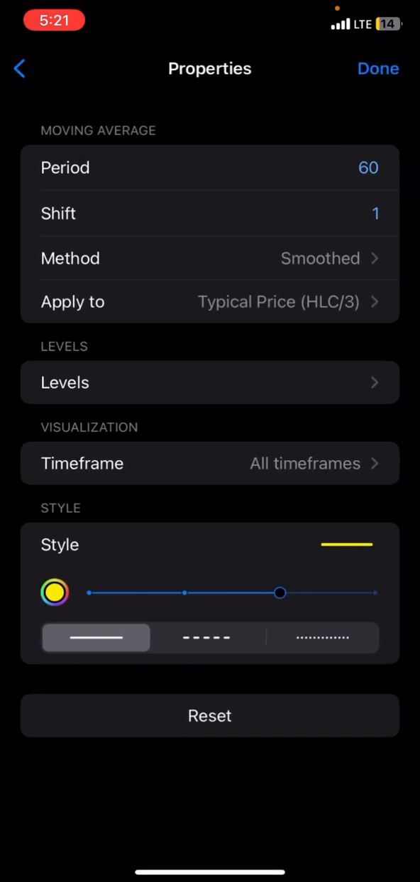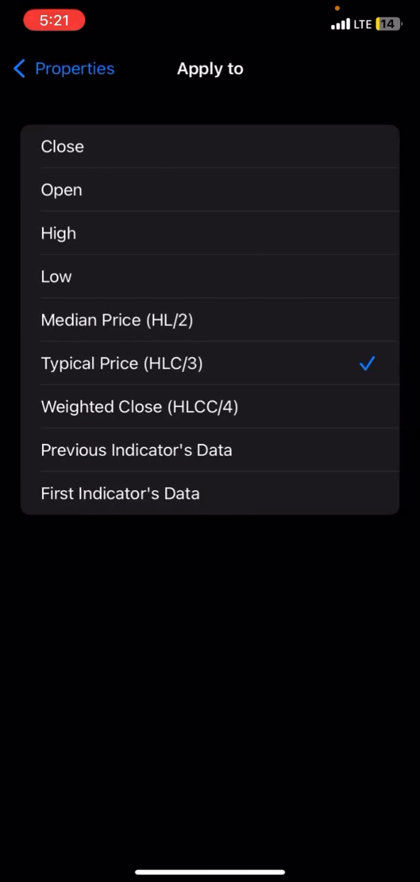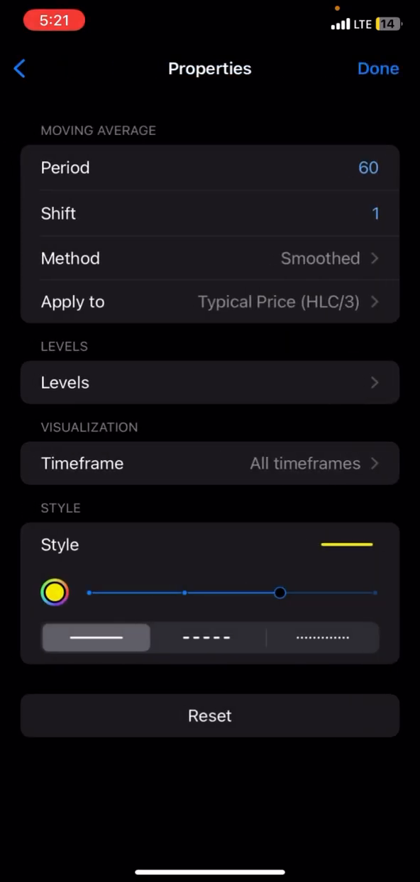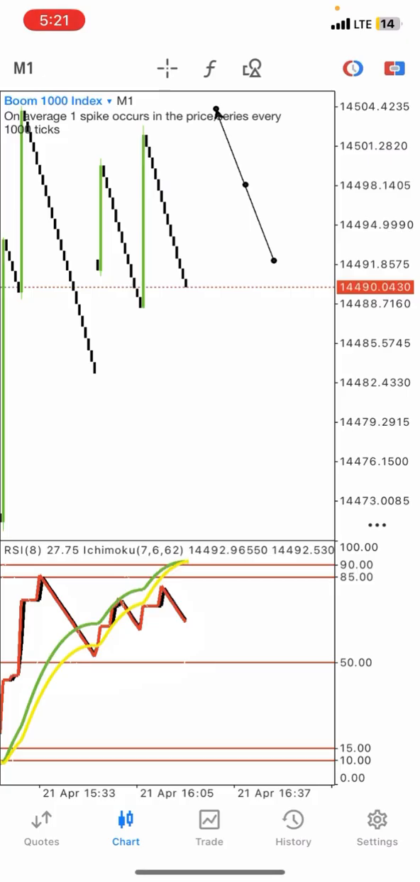The period is 60, shift is 1, method is smoothed, apply to typical price. Then the style here is yellow, though you can choose any other color too. You click on done. Remember, this is for scalping Boom and Crash.